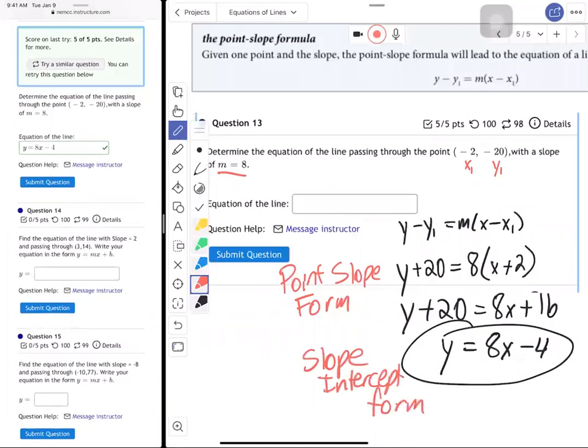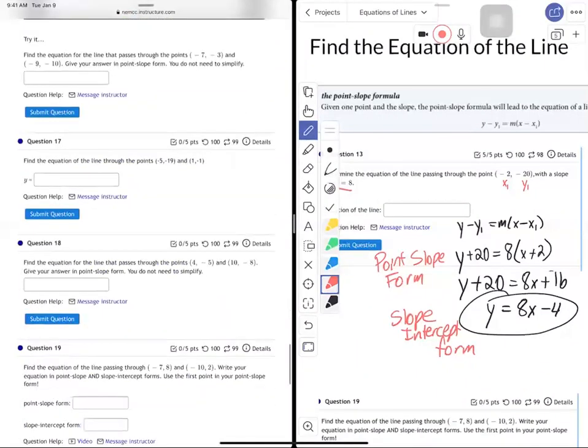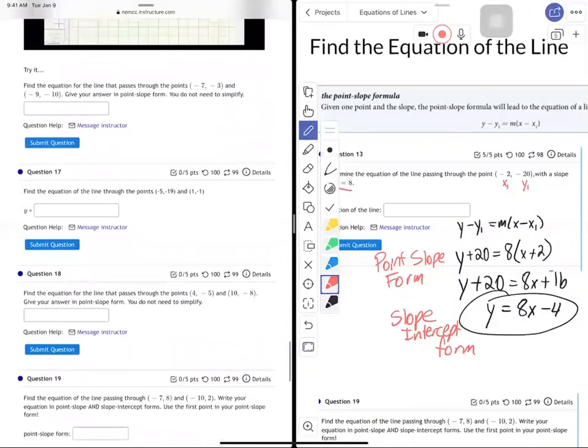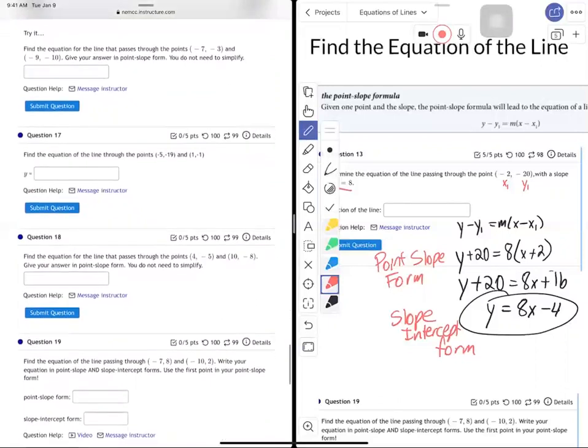Okay. Question number 14 there, I'm not going to work it, but I have 19. Okay. It already has a y out in front of it, so it's pretty safe to say that on question number 17, it wants you to put it in that slope-intercept form, since it already has the y sitting out in front of it with an equal sign. So you won't have to retype y on 17.